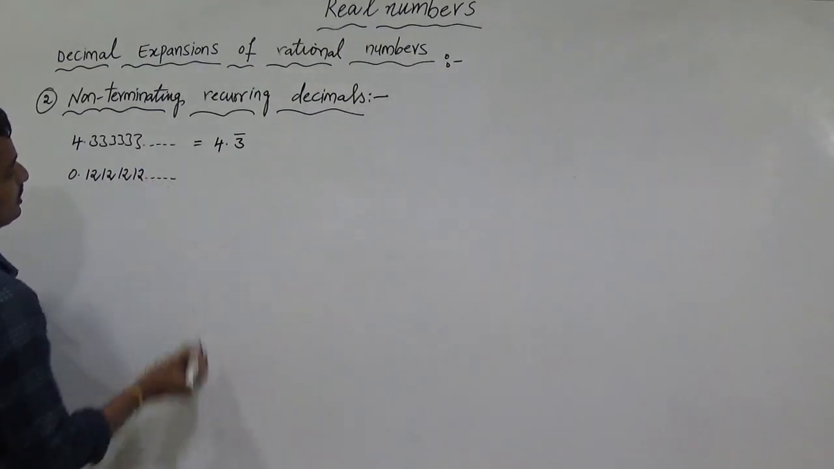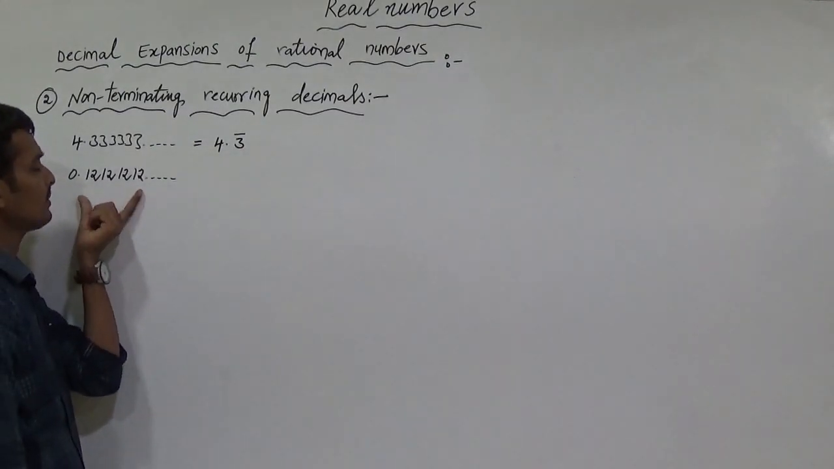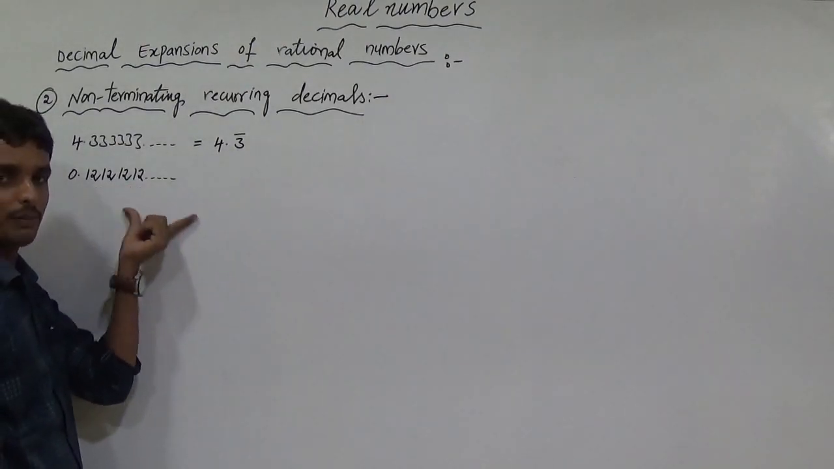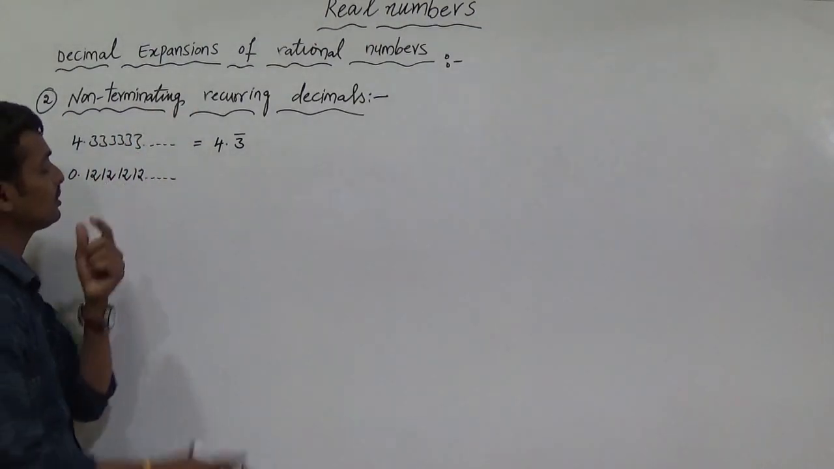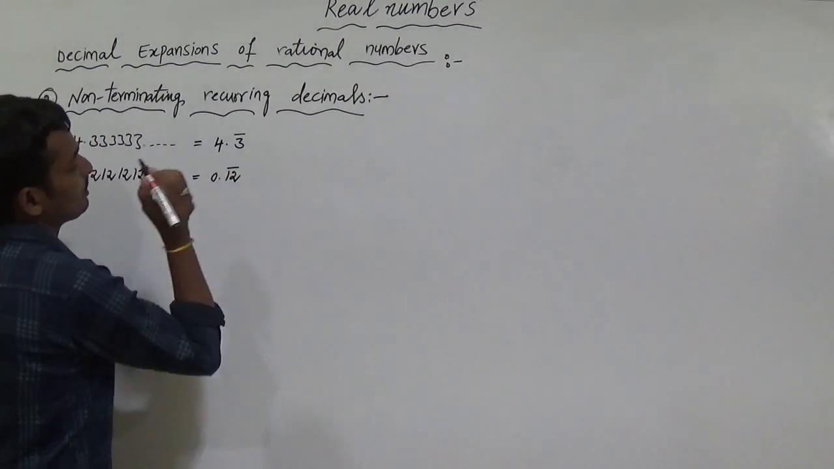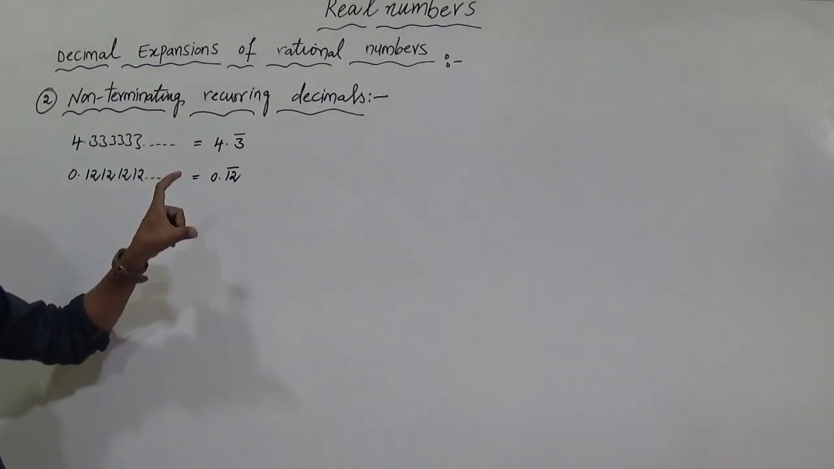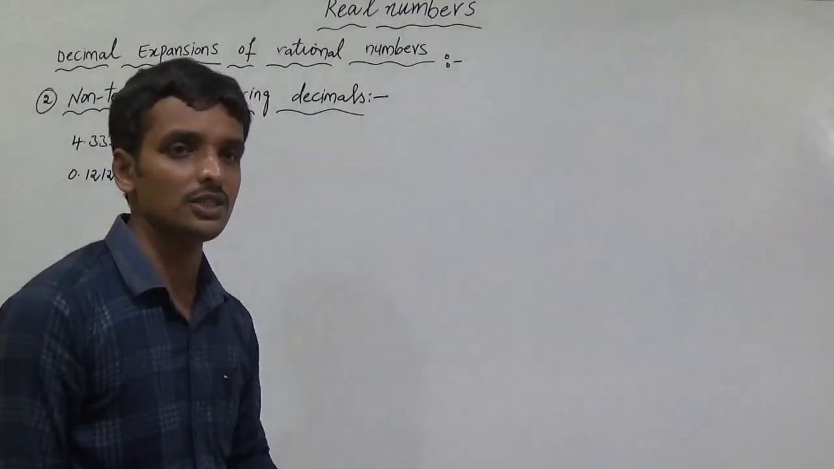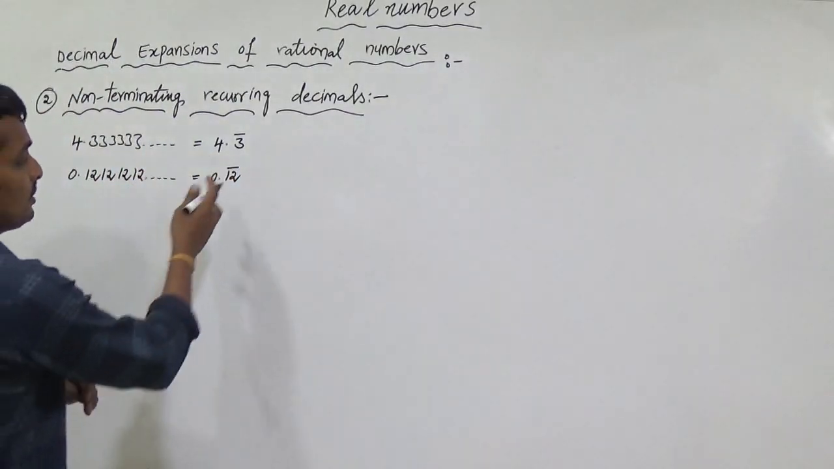Another example, 0.121212 and so on. If you observe this example, after the decimal point the digits are repeating, they do not stop. That's why they are non-terminating and repeating. 1 2 1 2 is repeating, so we write 0.12 bar. Whichever digit or digits are repeating, either one digit or two digits, we keep the bar above them.